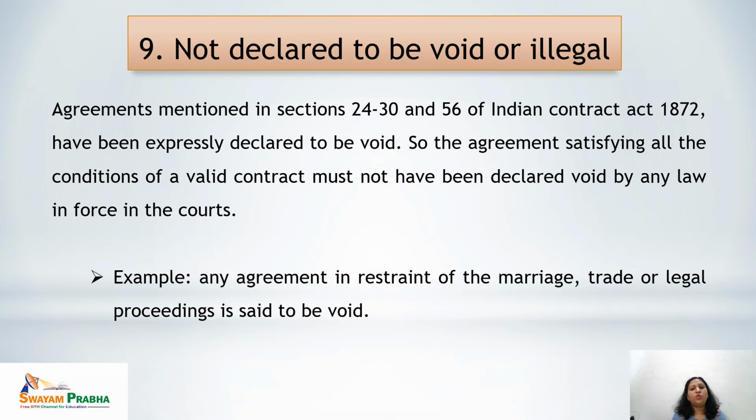Next is not declared to be void or illegal. Agreements mentioned in sections 24 to 30 and 56 of the Indian Contract Act 1872, which we will read in further presentations, have been expressly declared to be void. So the agreement satisfying all the conditions of a valid contract must not have been declared void by any law in force in the courts. For example, any agreement in restraint of marriage, in restraint of trade, or legal proceedings is said to be void.